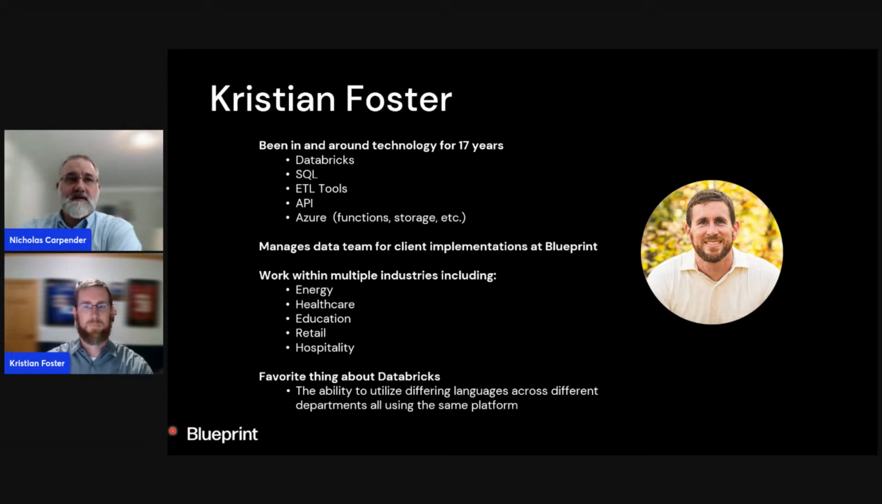His favorite thing about Databricks is its ability to use different languages across the different departments, all within the same platform. So each group can use the language that suits them best, and that's a great advantage in Databricks.